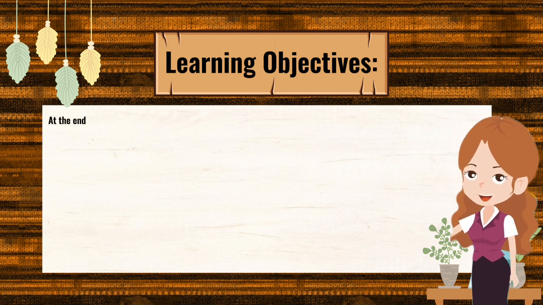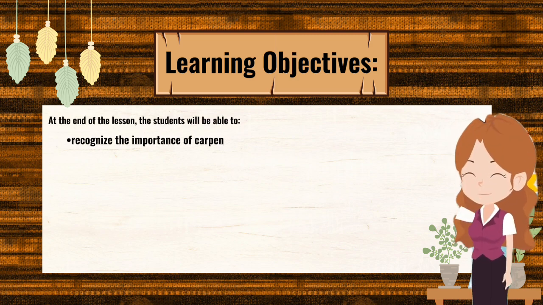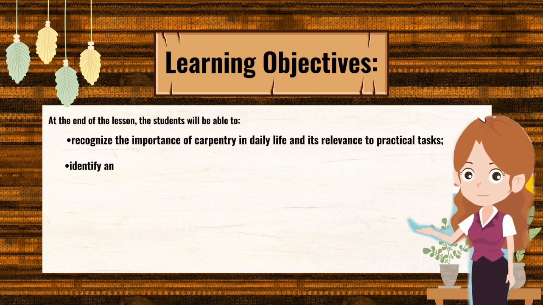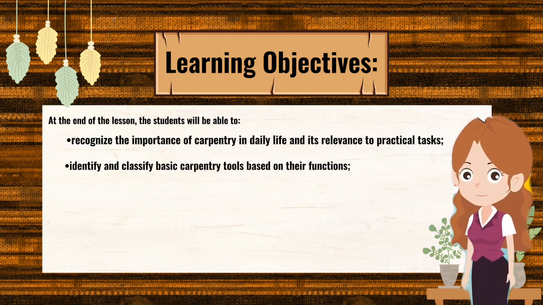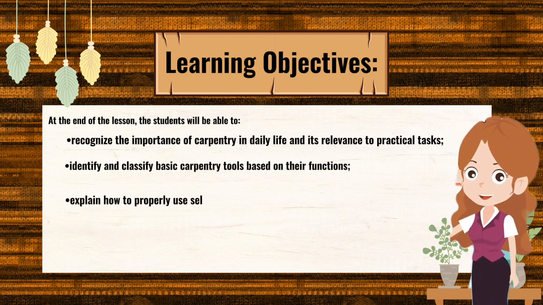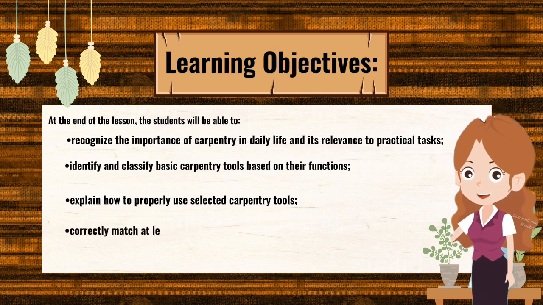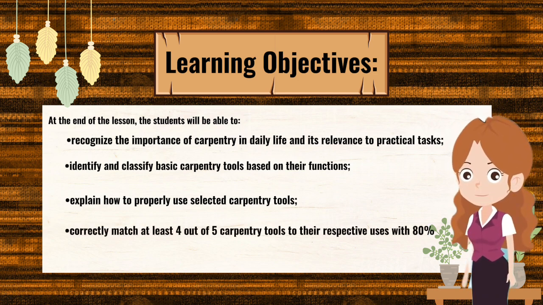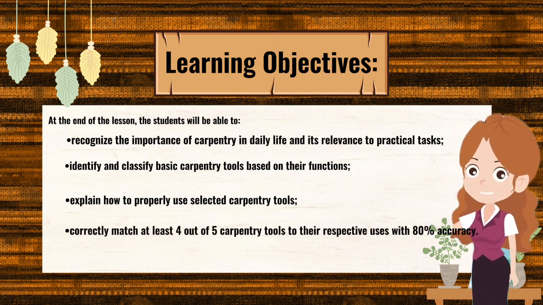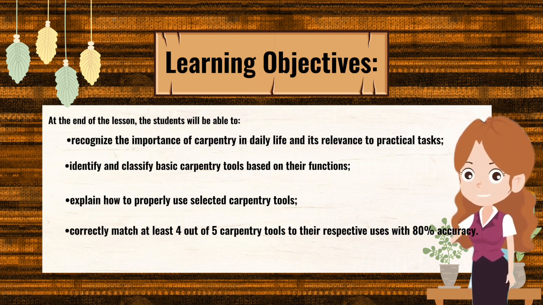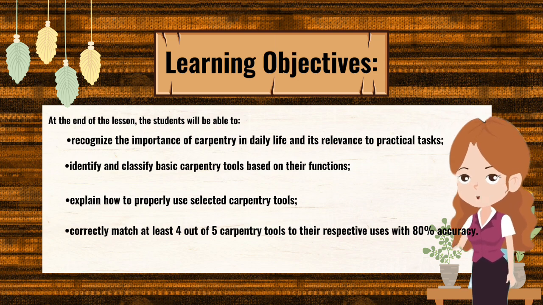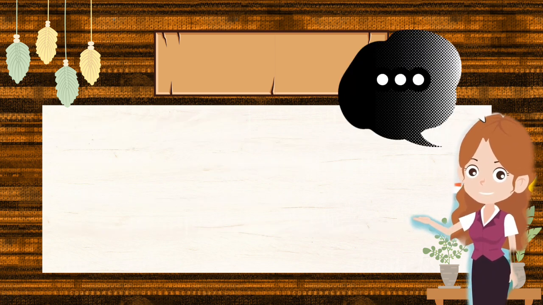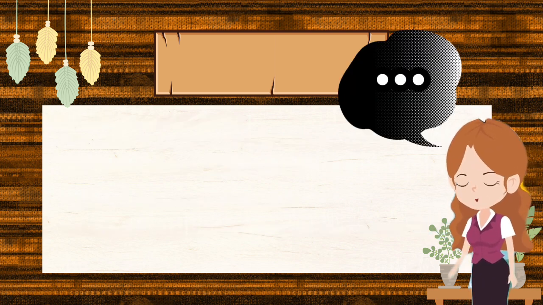Before we proceed, let's read the learning objectives first. At the end of the lesson, the students will be able to recognize the importance of carpentry in daily life and its relevance to practical tasks; identify and classify basic carpentry tools based on their functions; explain how to properly use selected carpentry tools and correctly match at least 4 out of 5 carpentry tools to their respective uses with 80% accuracy. So I'm hoping that we will achieve those learning objectives.